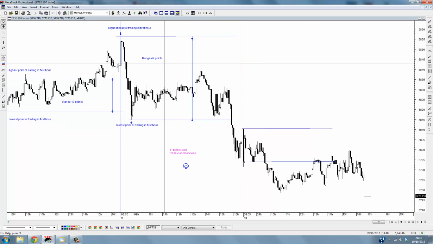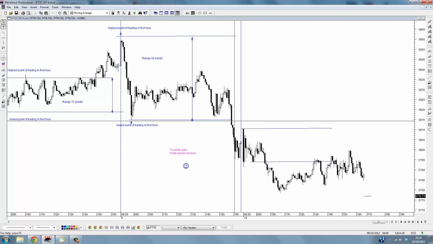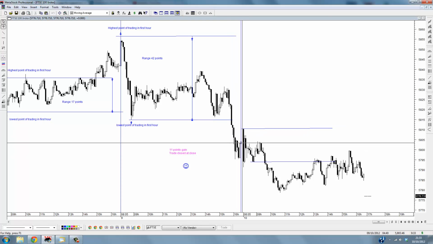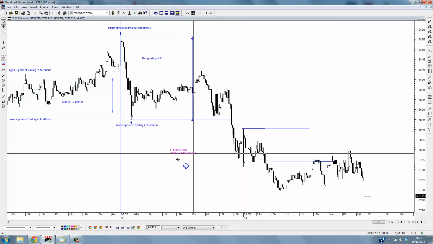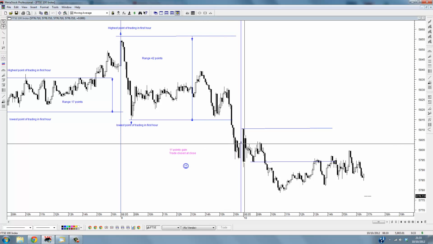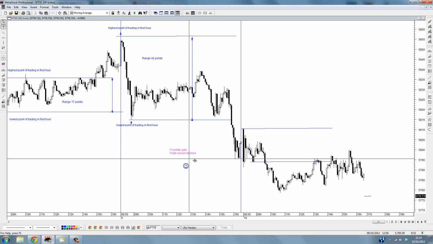Your target would have been 42 points. But the way it worked out, come 4:30, you would have closed the trade. Whatever happens at 4:30, you close it. You would have gained 11 points on this occasion, because you've closed the trade at the end of the day. You don't let the trade ride out to the next day. You close it and walk away. So you would have gained 11 points based on this.